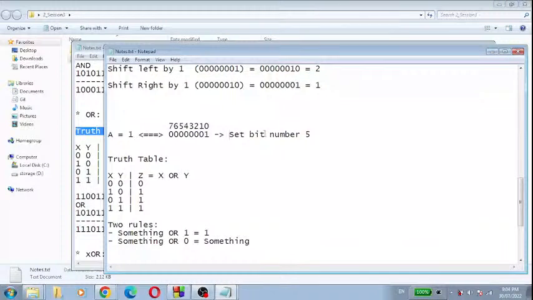When I say set bit, I mean I need it to be 1. Okay, set means 1 here. So I want this to be 1. How could I achieve this? I'm going to use something called bit masking. I'm going to achieve this bit manipulation by bit masking.